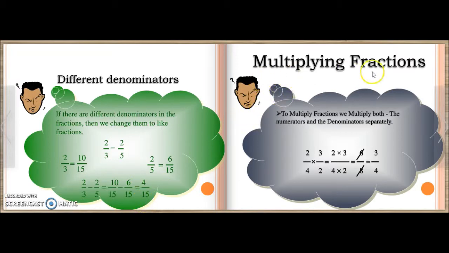Next, multiplying fractions. To multiply fractions, we multiply both the numerators and the denominators separately. For example, 2 over 4 times 3 over 2. We multiply 2 and 3 and 4 and 2, and we get 6 over 8, which is 3 over 4.